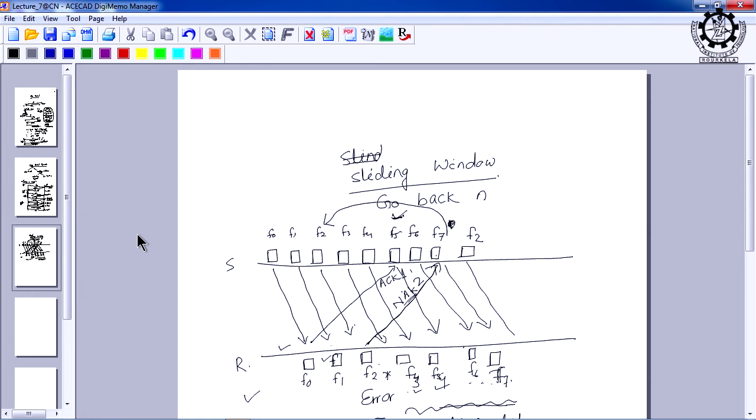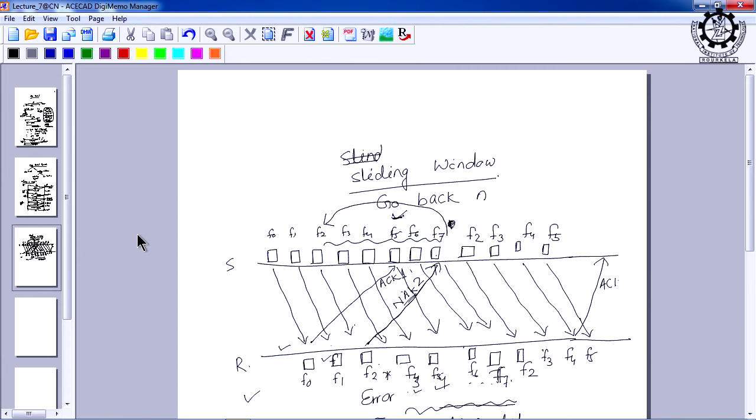F2 will be transmitted somewhere here. So, F2 comes now, and then the same set of frames that were transmitted after F2 will be transmitted again, F3, F4, all those. Now, let us say all these frames have been received by the receiver, and this is for F3, this is for F4 and this is for F5. And the receiver now sends an acknowledgement for 5.